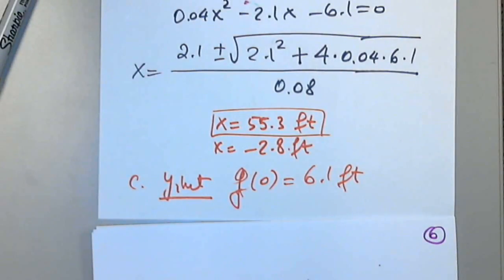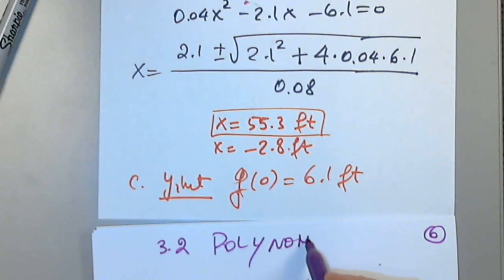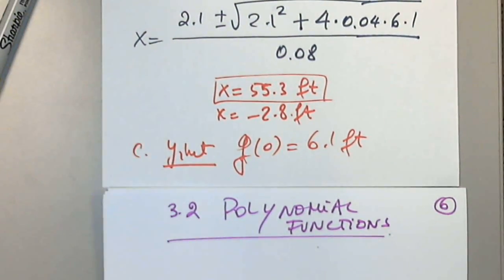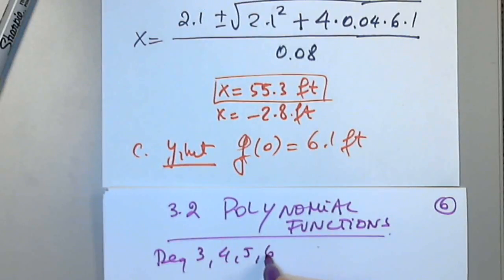Anything for me? Okay, 3.2, polynomial functions. And you can say, but what was this one that we just graphed? Wasn't that a polynomial function? Yes, it was. But mainly, when we talk about polynomial functions, we are talking about degree 3, 4, 5, 6, and so on and so forth. Higher order, higher degree polynomials.